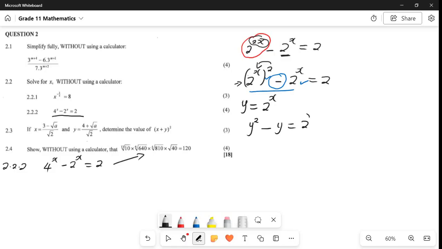Now let us transpose the 2 to the other side. We'll have y squared minus y minus 2 equals 0. With this trinomial equation, we can factorize. Let us try and factorize.